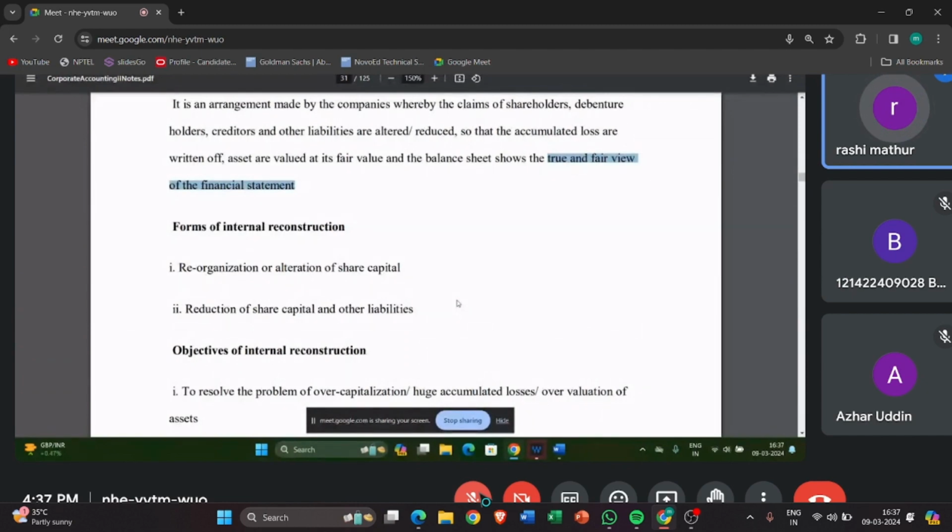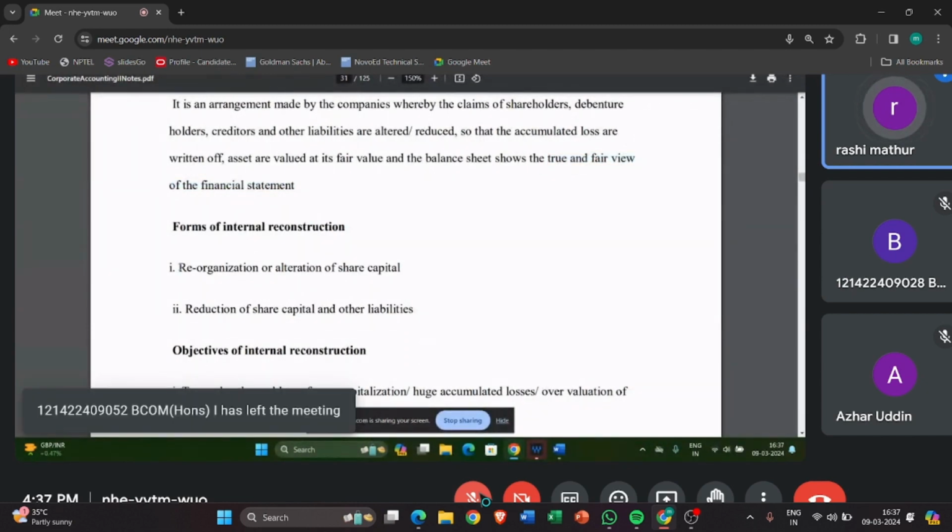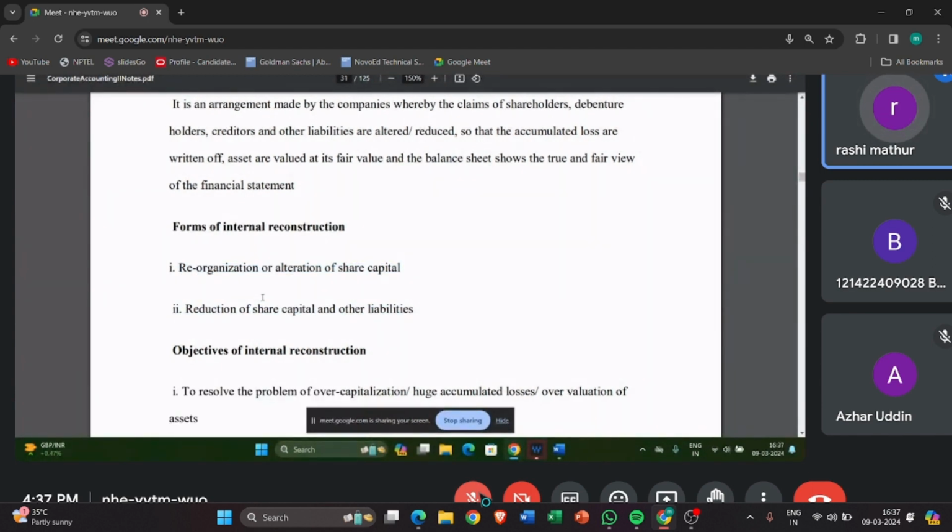So how do I go about it? I will go about it in two ways. The two methods of reconstruction are either reorganization of the share capital or reduction of share capital and liabilities. Reorganization is, if there are preference shares, I will say that preference shareholders are issued equity shares instead. I've cancelled the preference shares, and in place of them I've given them new preference shares or equity shares. So the type of shares has changed. It is called reorganization of share capital.